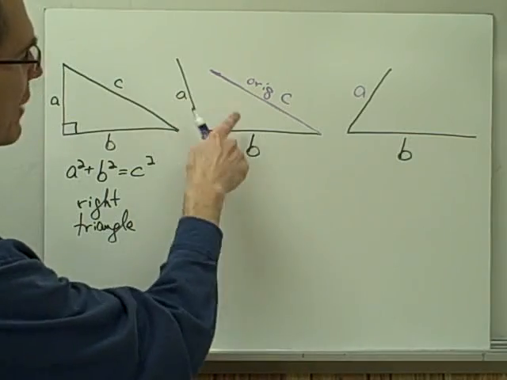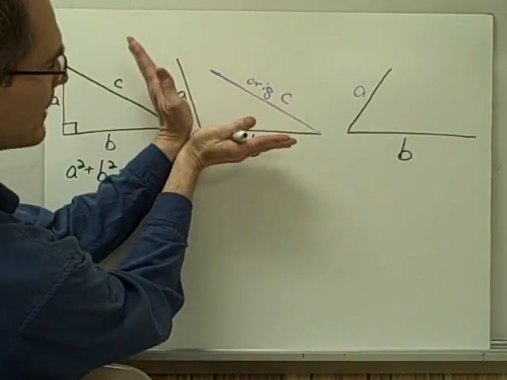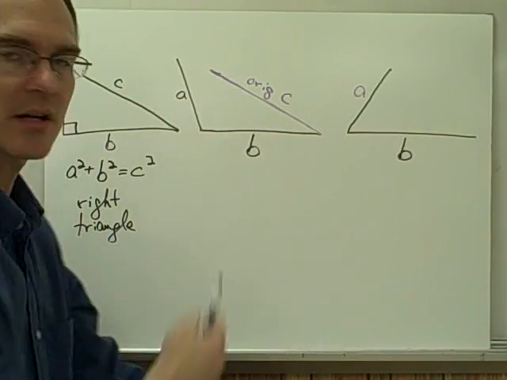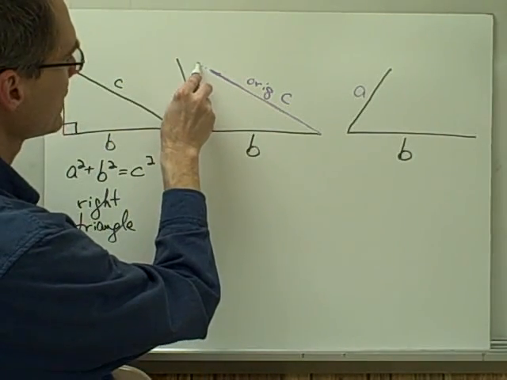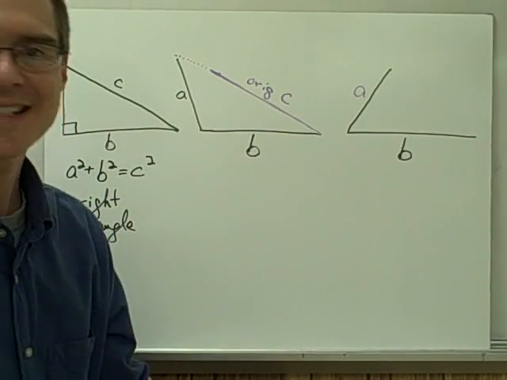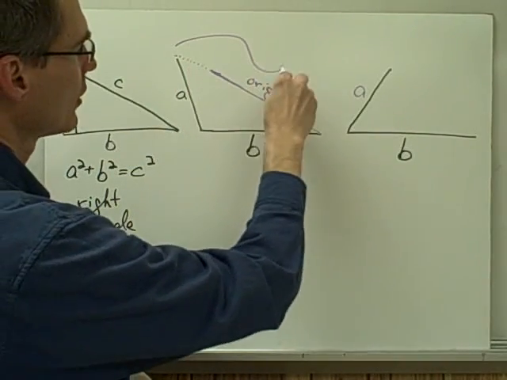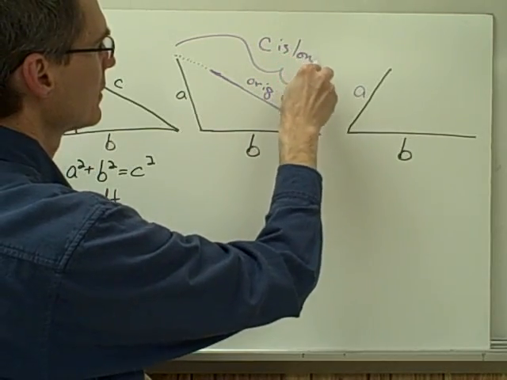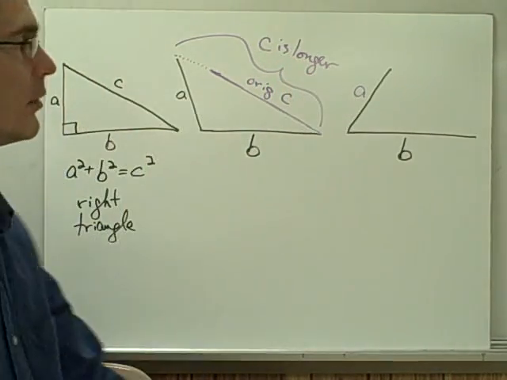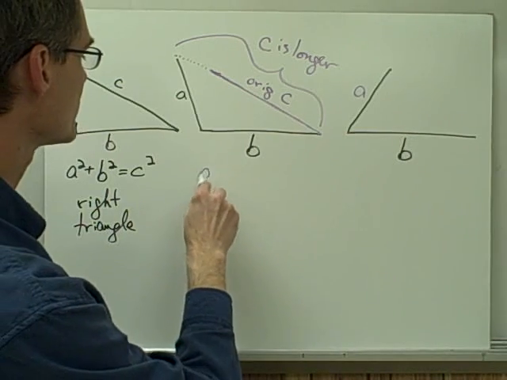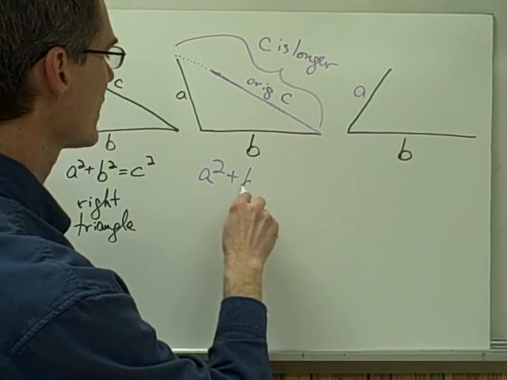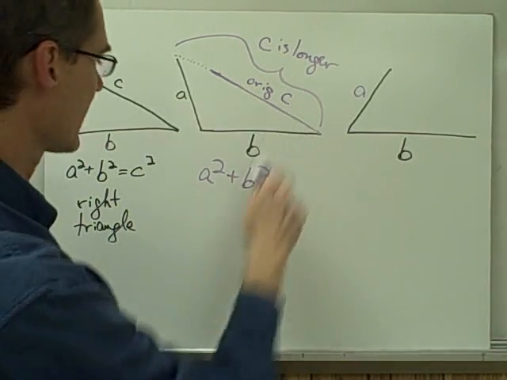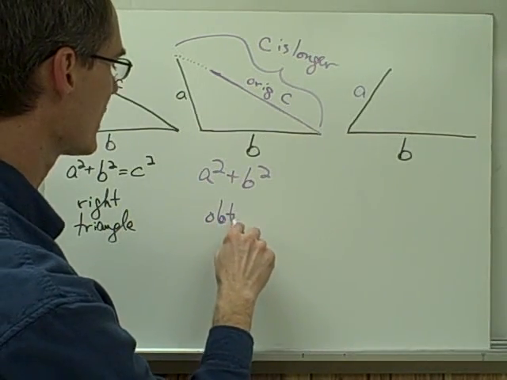In other words, if I want to make an obtuse triangle using these same 2 lengths here, A and B, I'm going to have to make my side C longer. So my new C is going to have to be longer than it was before. In other words, a squared plus b squared, which are still the same length, I know this is an obtuse triangle.